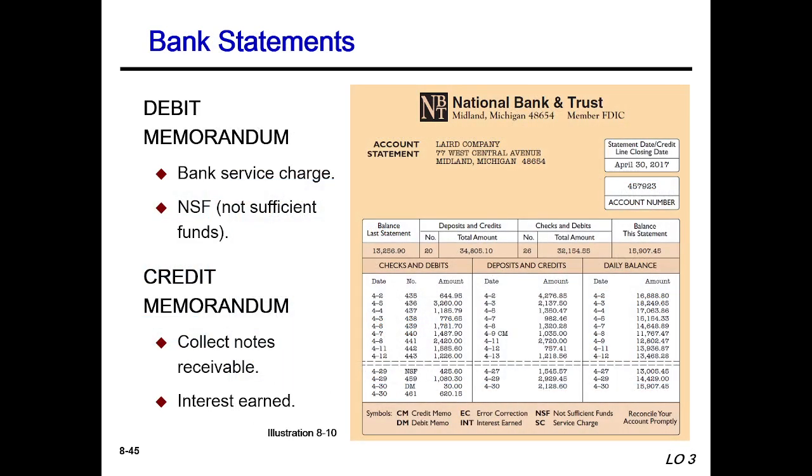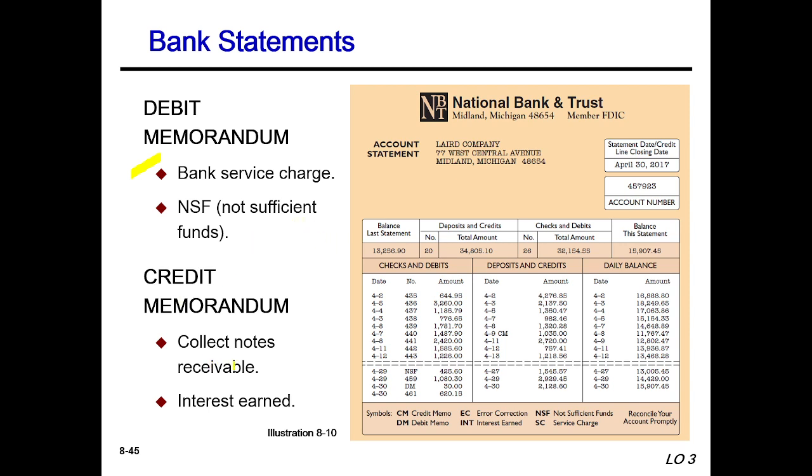Bank statement: here we have debit memorandum, bank services, NSF, not sufficient funds, or credit memorandum, collected notes receivable or interest earned. When we receive our bank statement, we can see these items. A debit memorandum is something the bank does. Bank services means how much service charge will be imposed, which the bank states. NSF, not sufficient funds, is what we call a returned check or bounced check.